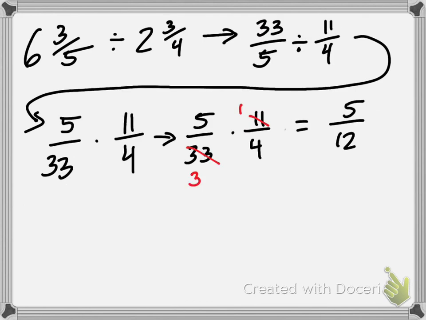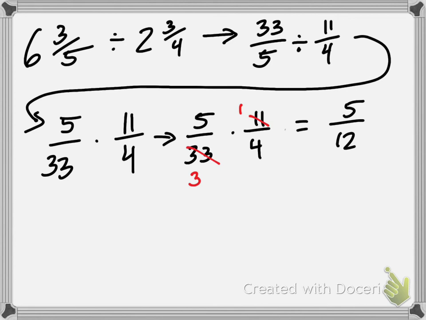Here I have 6 3/5 divided by 2 3/4. So I make them into improper fractions. I make them into 33/5 divided by 11/4. Then I do my keep, change, flip. I do my reciprocal. I do 5 over 33 times 11 over 4. Here I cross cancel. I can cancel the 11 and the 33. I get 1 and 3. I multiply across. 5 times 1 is 5. 3 times 4 is 12.